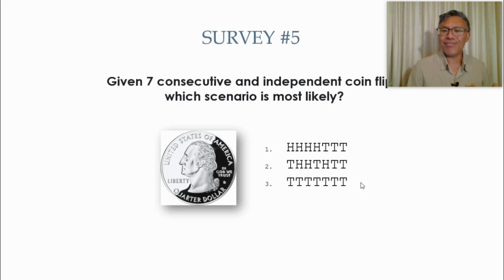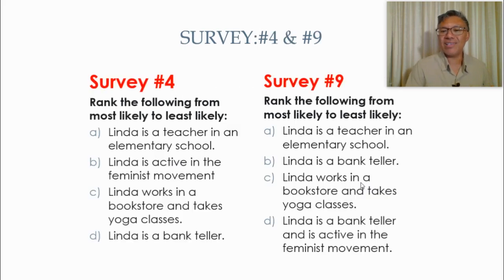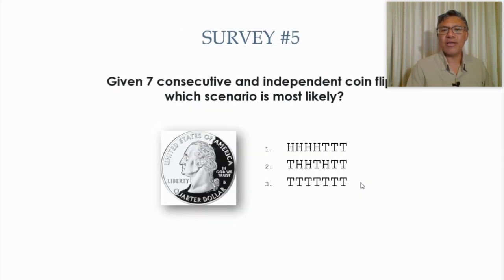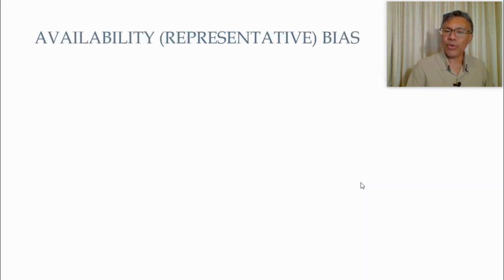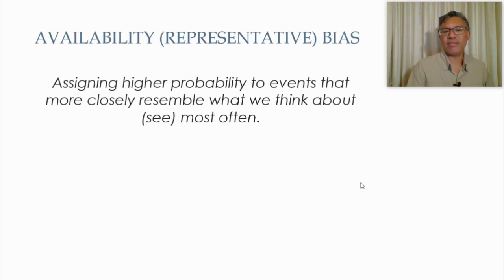But why did a lot of us think it was number 2? Why did a lot of us think Linda was active in the feminist movement? So much so that it blinded us from doing the actual statistics, from thinking rationally about it and realizing, well, B has to be way more probable than D for number 9. Well, it turns out that we often fall prey to an availability bias, also known as a representative bias.